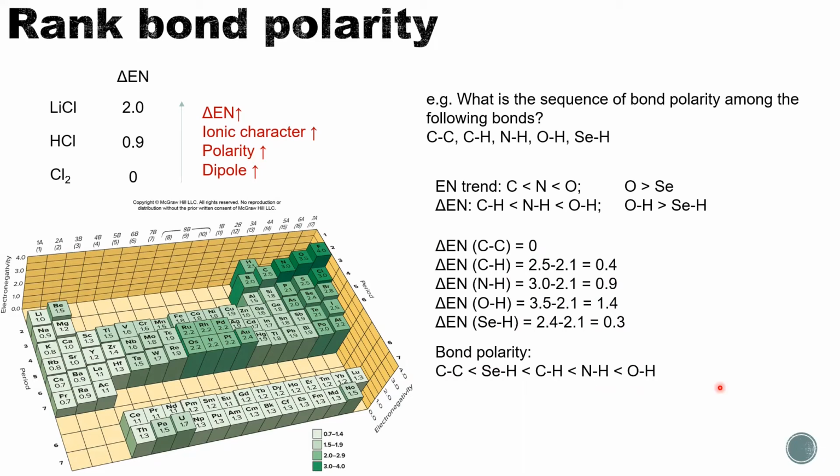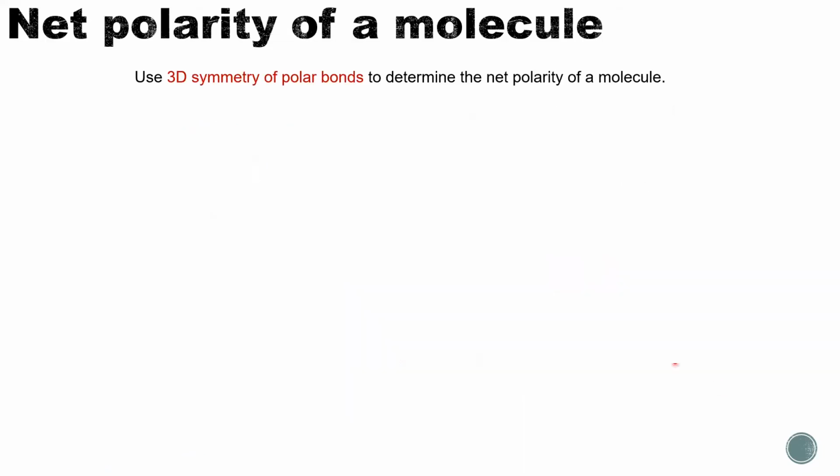If we know the bond polarity of a single bond and the geometry of a molecule, we can predict the net polarity of the molecule, whether it is polar or nonpolar. So let's take a look at that. When we talk about the polarity of a molecule, it can be a 2D or 3D model, since it takes up space. Sometimes we need the 3D symmetry of the polar bonds, of how the molecule looks, to determine the net polarity of the molecule.